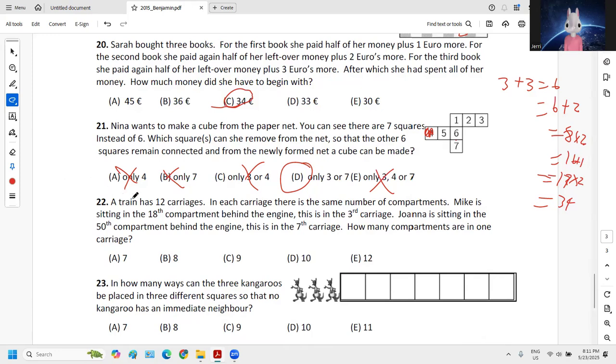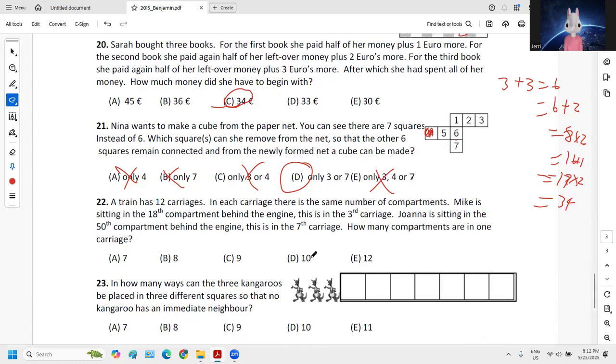Now, question number 22. A train has 12 carriages. In each carriage, there is the same number of compartments. Mike is sitting in the 18th compartment behind the engine. This is in the third carriage. Jonah is sitting in the 50th compartment behind the engine. This is the 17th carriage. How many compartments are in one carriage?